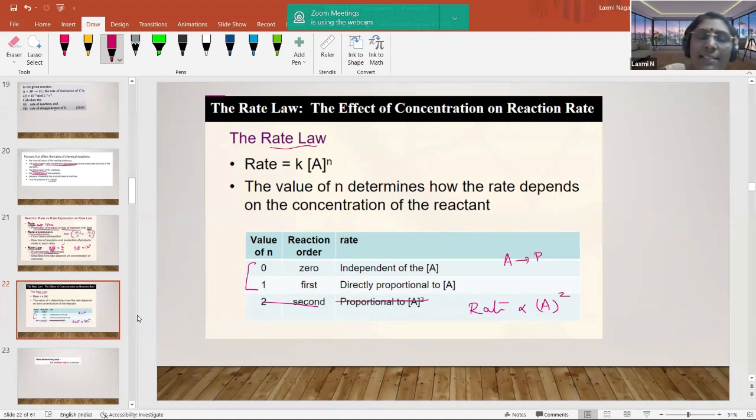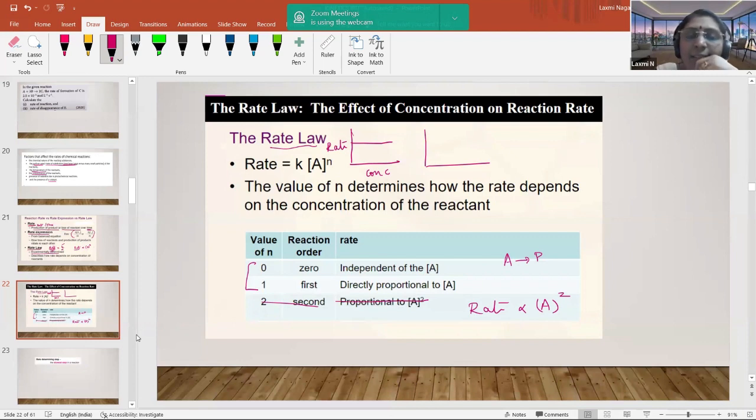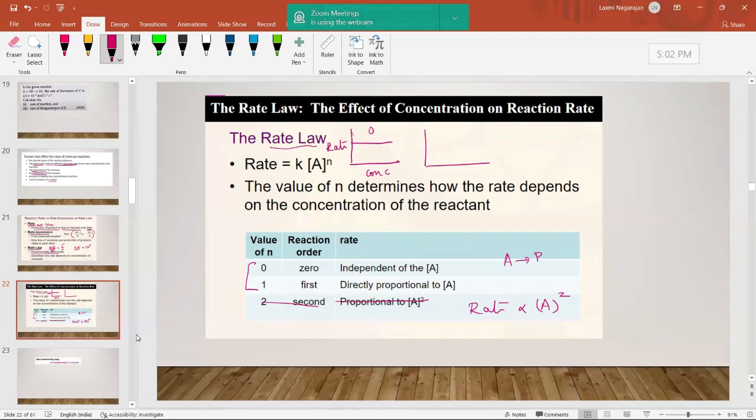So where is this going to be relevant? Whenever we try to plot a graph. Let us put it as rate versus concentration. Supposing with a change in concentration, the rate value remains the same. Then what is the order of this reaction, teachers? 0. Zero order reaction.